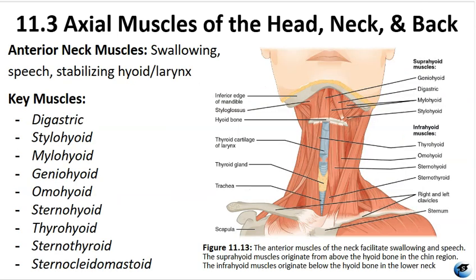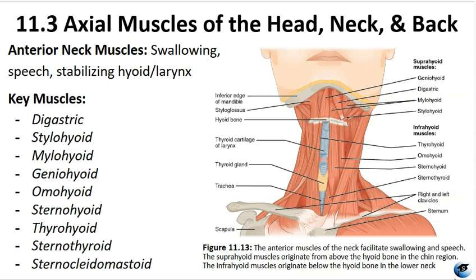Muscles of the anterior neck are used for swallowing, speech, and stabilizing the hyoid bone and larynx. These include the digastric, stylohyoid, mylohyoid, geniohyoid, omohyoid, sternohyoid, thyrohyoid, and sternothyroid. The digastric muscle helps open the mouth by lowering the mandible and elevates the hyoid bone during swallowing. The stylohyoid elevates and retracts the hyoid bone, assisting in swallowing.